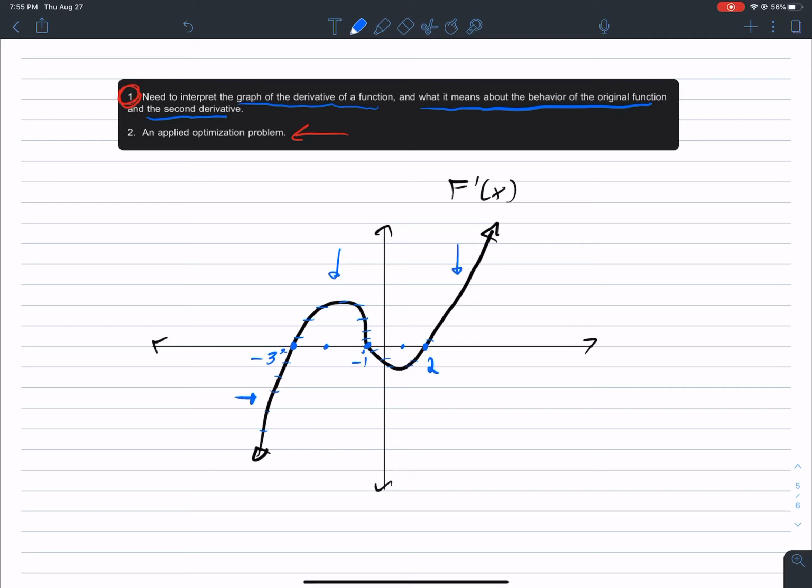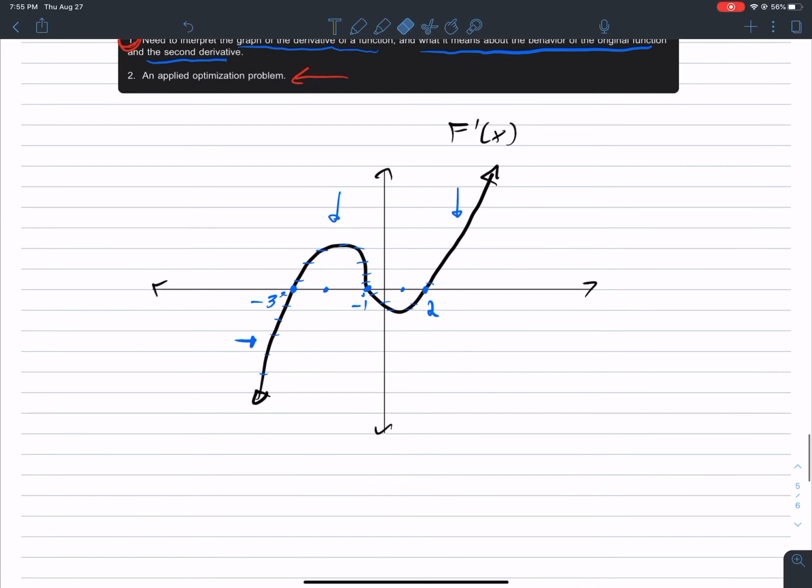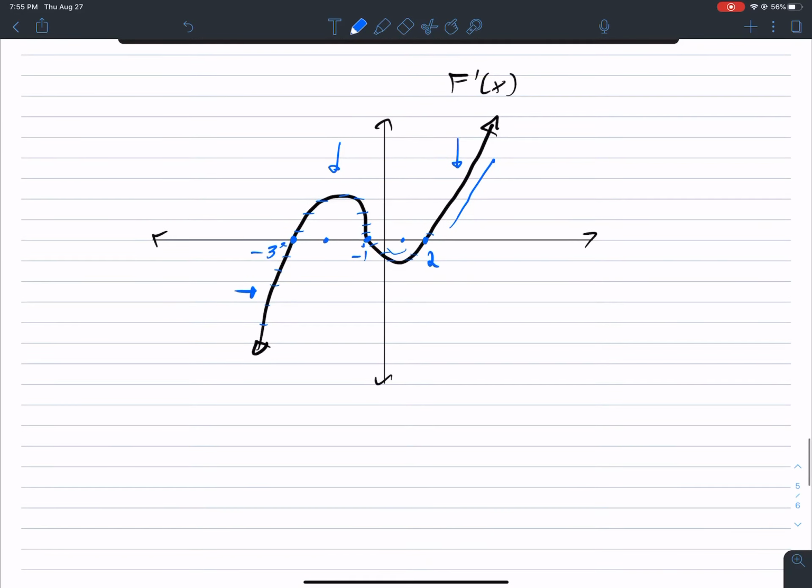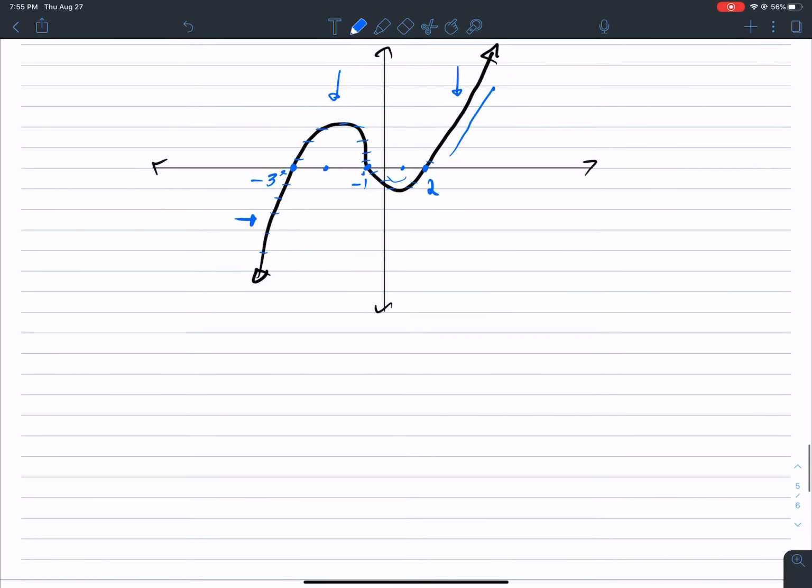So you can see from -infinity to -3, it's a negative slope. And then from -3 to -1, positive values. And then from -1 to 2, negative values again. And then 2 to infinity, positive values. So since this is giving you the values of the slope, that means that you're not going to be able to draw a perfect graph of the function, but you can get a good idea of it.